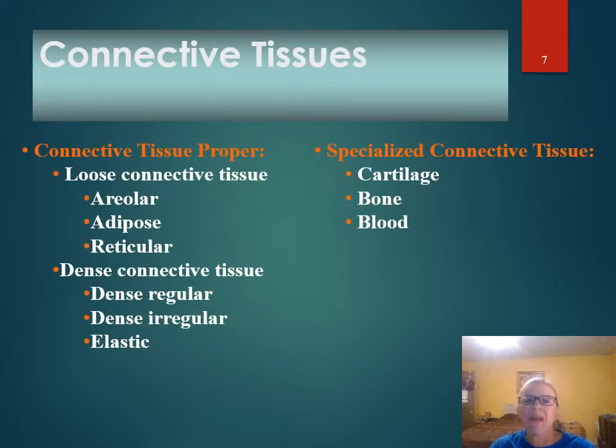So we've got two major categories of connective tissues. This includes connective tissue proper, loose connective tissues, and those are things like areolar, adipose, reticular, and dense connective tissues: regular, irregular, elastic. And then we have specialized connective tissues that are actually some of the things we don't think of as being tissues. Cartilage you might think of as a tissue, but bone and blood, we don't normally in our own minds think of as a tissue, but this is a special type of connective tissue.